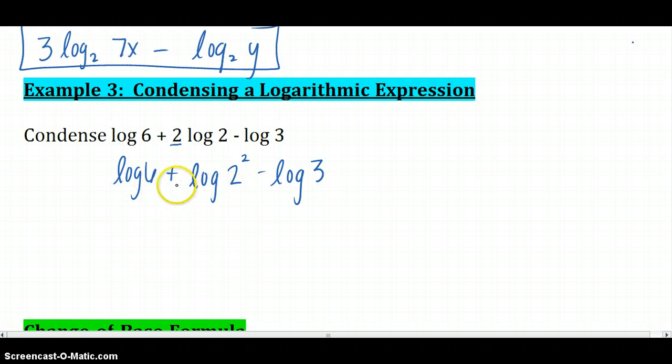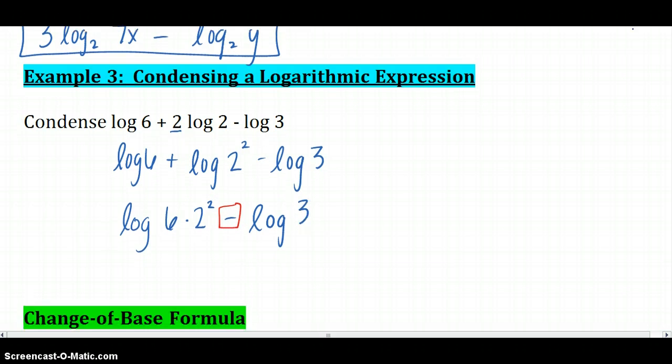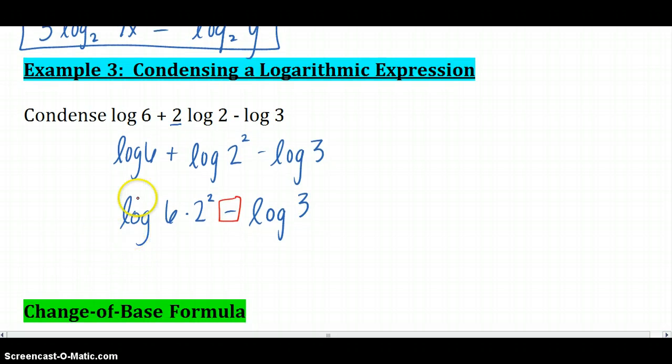Now these first two, since they're added together, that means that it was multiplication. So to condense it, you can rewrite that as log of 6 times 2 squared minus log of 3. Now this subtraction means that you can rewrite this step as division. So you can rewrite this as log of whatever's in front of your minus is going to be your numerator, and this is going to be your denominator. So you're going to have 6 times 2 to the third over 3.